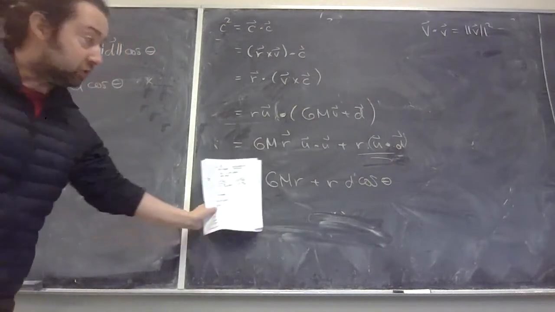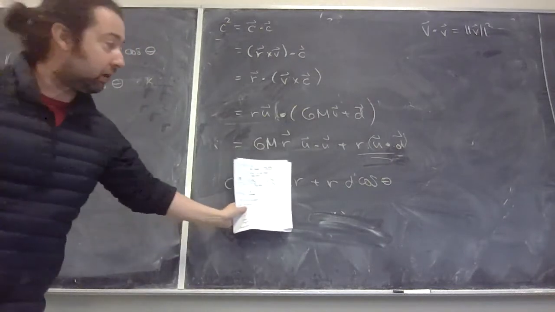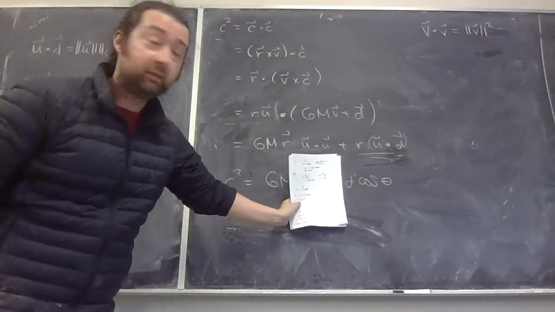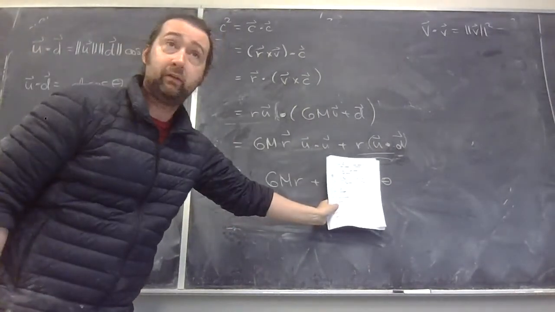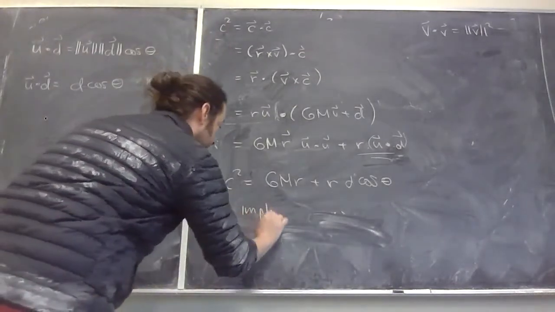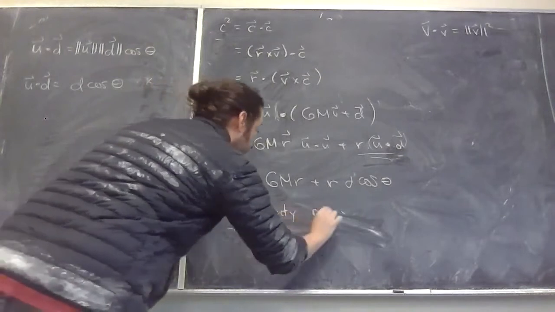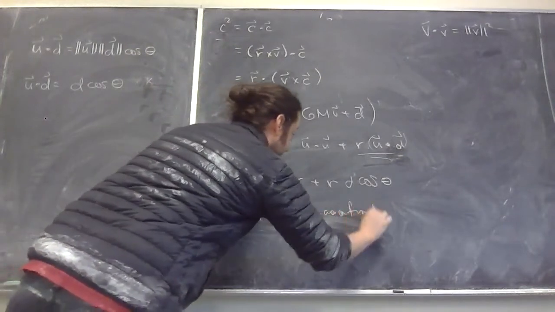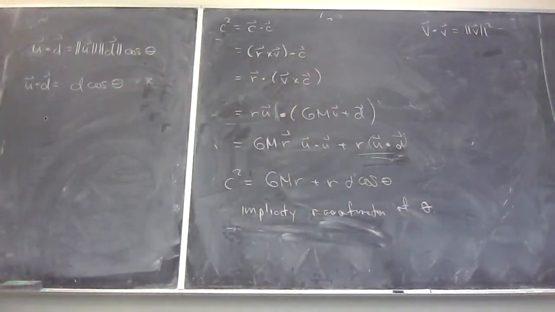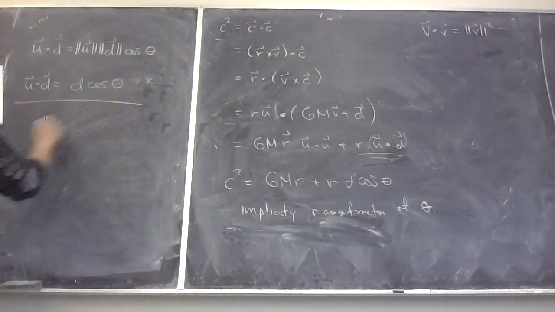C is constant, G is constant, M is constant, R is just a length, it's not a vector anymore. R is a length, D was constant, and the input is the angle theta. So if I resort this equation, this is already implicitly R as a function of theta. And if you solve it for R, you get this.